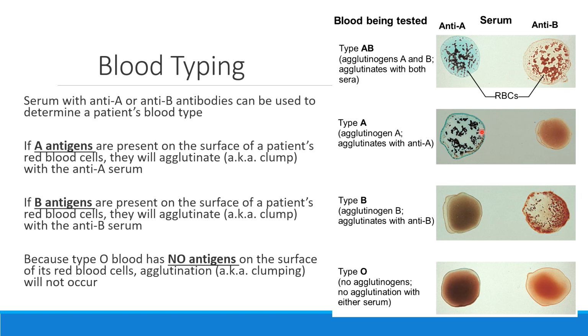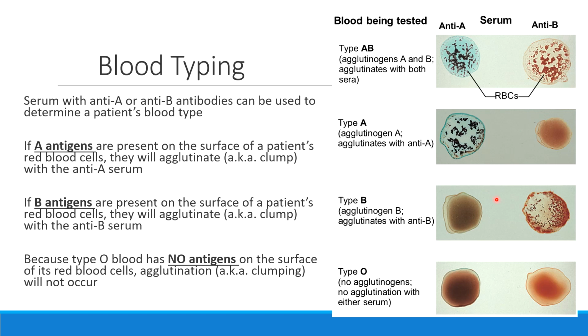In my next patient, I added antibodies against the A protein. My antibodies found the A protein. When I added antibodies against the B protein, it didn't find any. Notice how there's no clumping. Based on that, this patient only has those A antigens. This is type A blood.